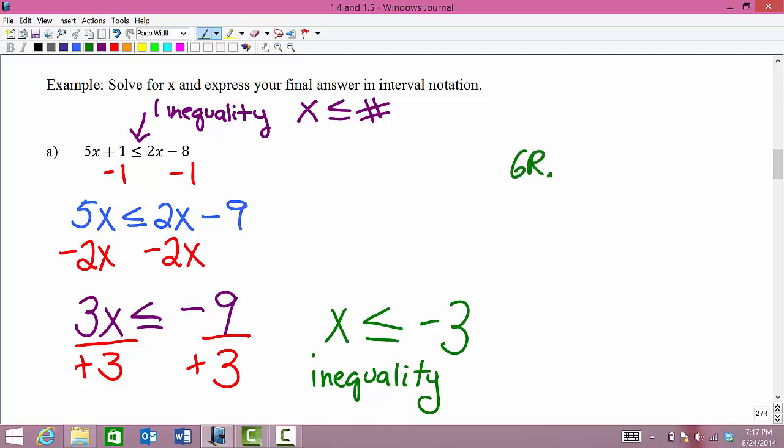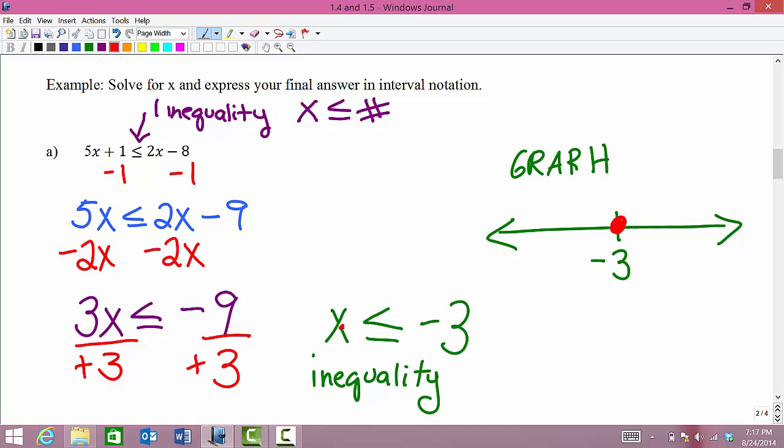What we want to also do is be able to graph this solution and give our answer in interval notation. So let's go ahead and graph it. We have our -3. We want to use a closed circle because we have an equal sign here. Put a closed circle on my -3.